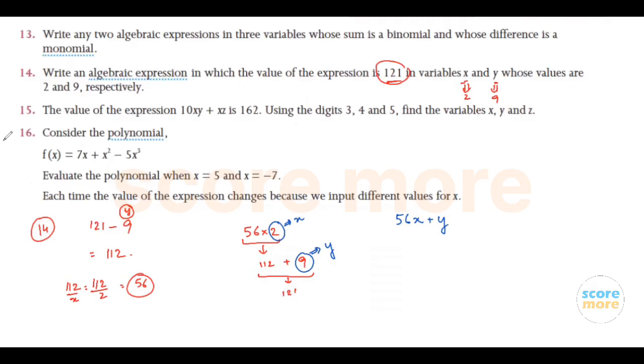If we want to cross-check it, we can do that. In place of x we can replace the value as 2, and in place of y we can replace the value as 9. 56 multiplied by 2 is 112, plus 9, that comes out to be 121. So our answer is verified. So we are getting the expression as 56x plus y. In this manner, we can find various expressions. Just the condition given in the question should be fulfilled. Now moving on to question number 15.